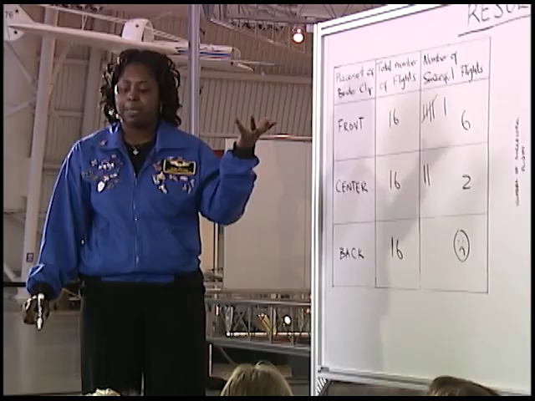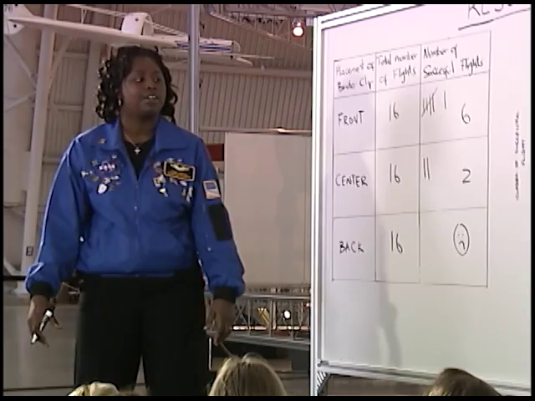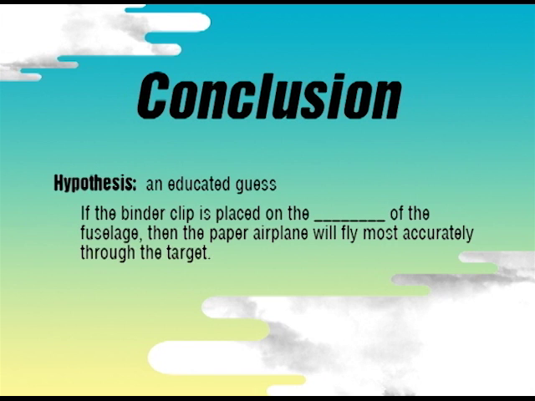We take our results for our conclusion. We're going to summarize and compare it to our hypothesis. Our hypothesis was our educated guess, and it stated that if the binder clip is placed on the blank of the fuselage, then the paper airplane will fly most accurately through the target. Here, for us, we have the front of the airplane. So if our binder clip is placed on the front of the fuselage, then the paper airplane will fly most accurately through the target. So let's look at why this happens.